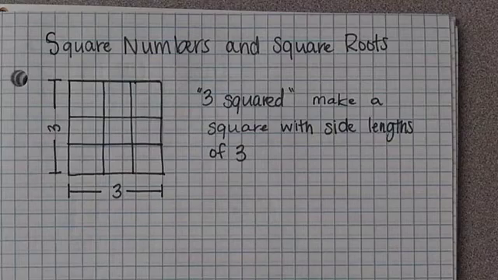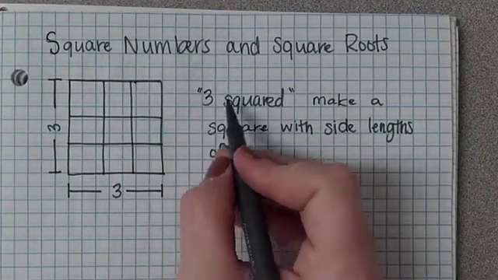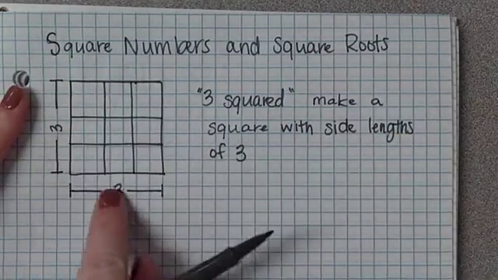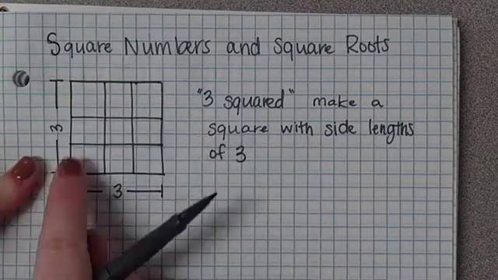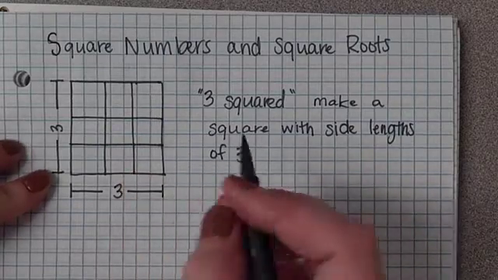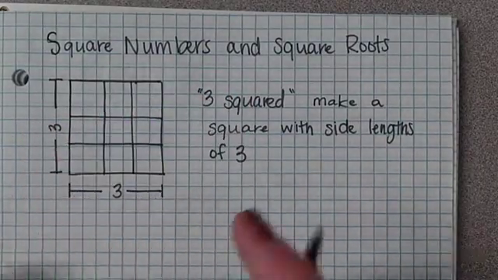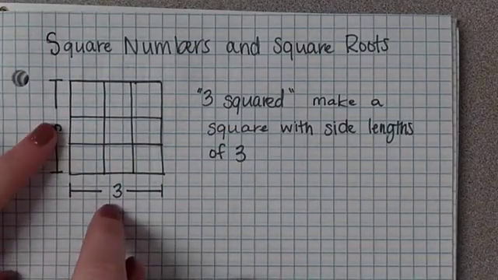Okay, so squared numbers and square roots. If I say 3 squared, that means make a square, kind of like this one, with side lengths of 3. So notice it's 3 tall and 3 wide. Also, 3 squared means to multiply a number by itself.